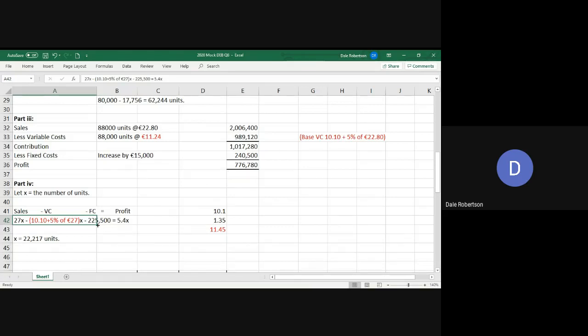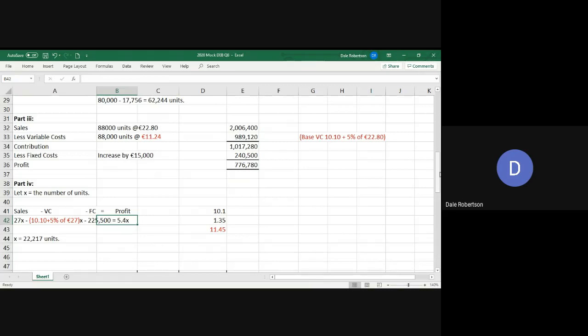Our fixed costs have not changed. They are 225,500, and our profit, well, that's an interesting one. That 5.4X is 20% of the sales. So 20% of 27 is €5.40. And then you solve for X, and you're going to get 22,217 units. That was the answer here.